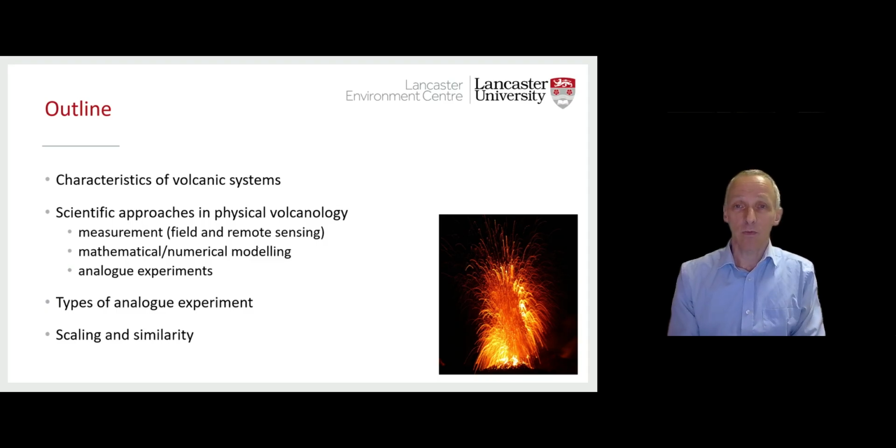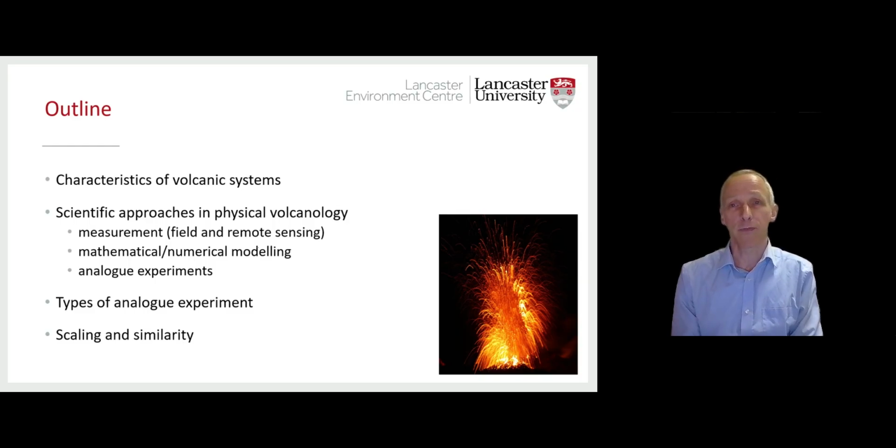So in this first section, we'll initially cover the physical characteristics of volcanic systems and explore why they make investigating volcanic processes so difficult. We'll then look at the different styles of scientific approaches that are used to give context for how analogue experiments can contribute to our knowledge of these systems. We'll then briefly consider two different types of analogue experiment, pseudo-analogue and full analogue, before finishing by introducing scaling and similarity. So these last two concepts are how we ensure that the information that we can get from analogue experiments is relevant to the volcanic processes or systems that we're interested in.